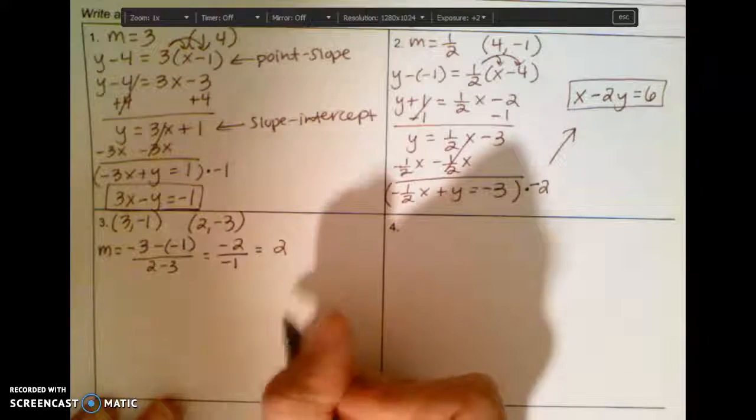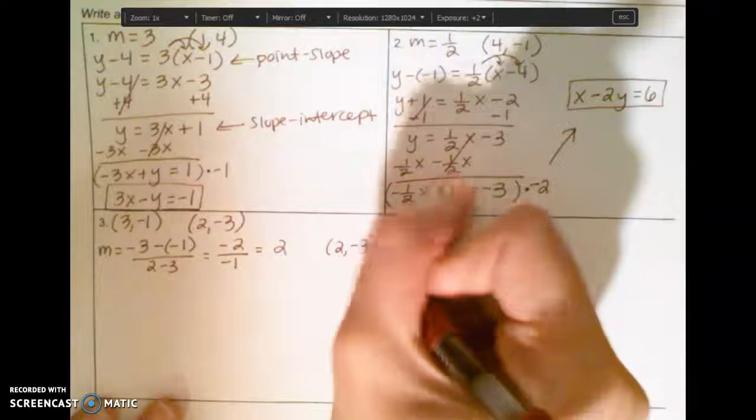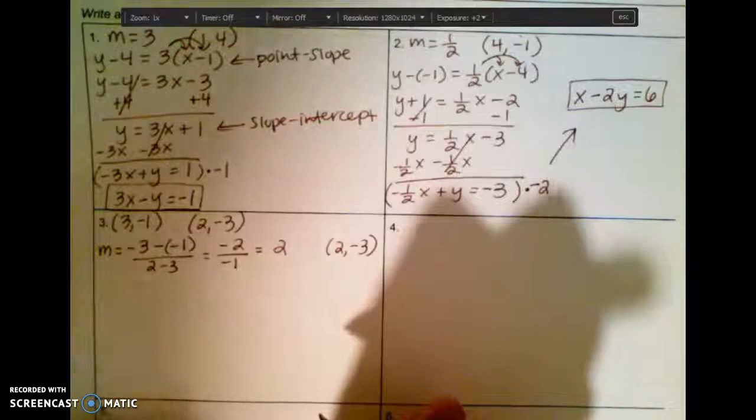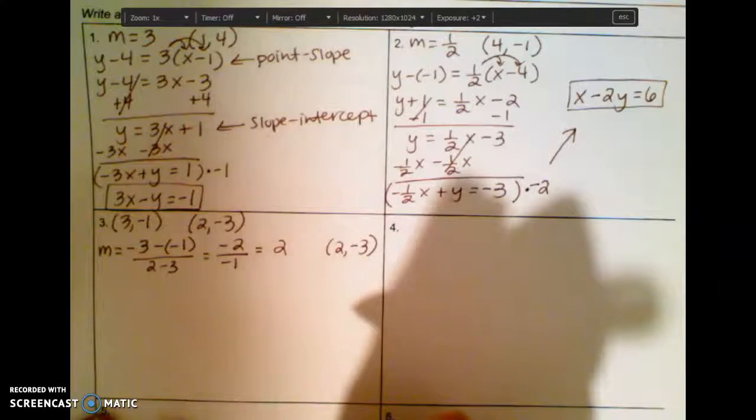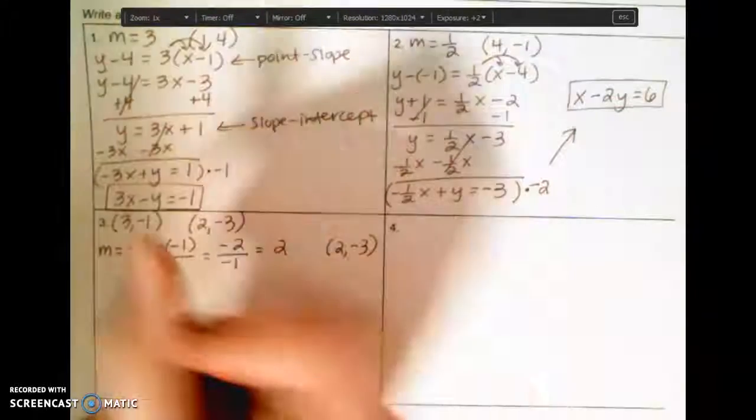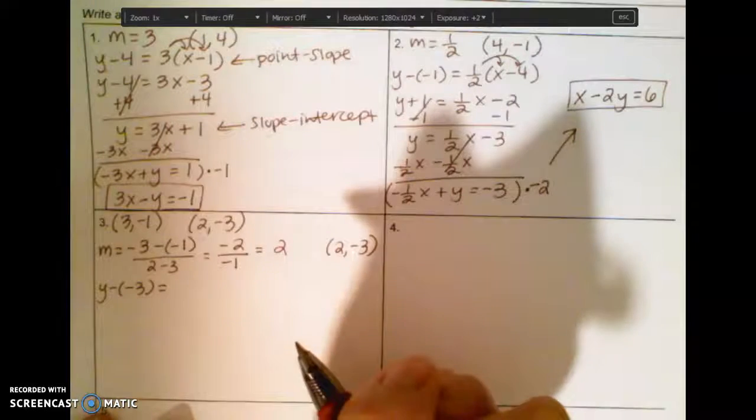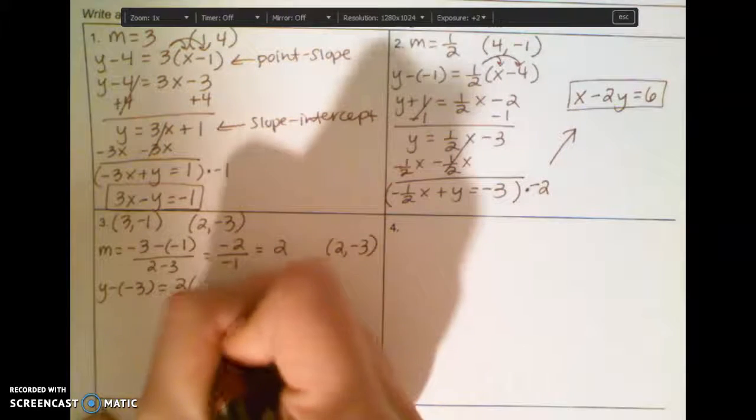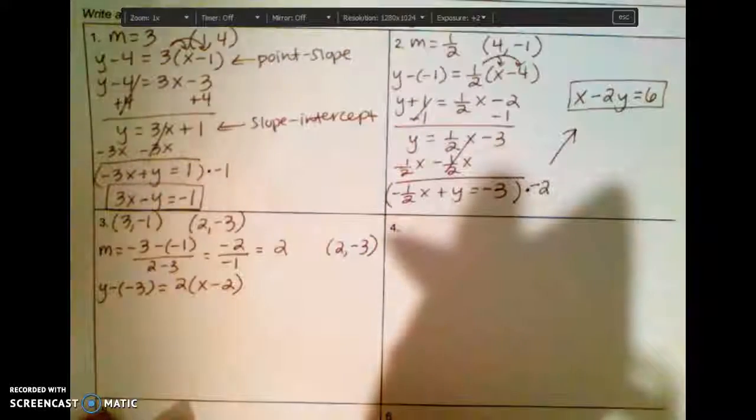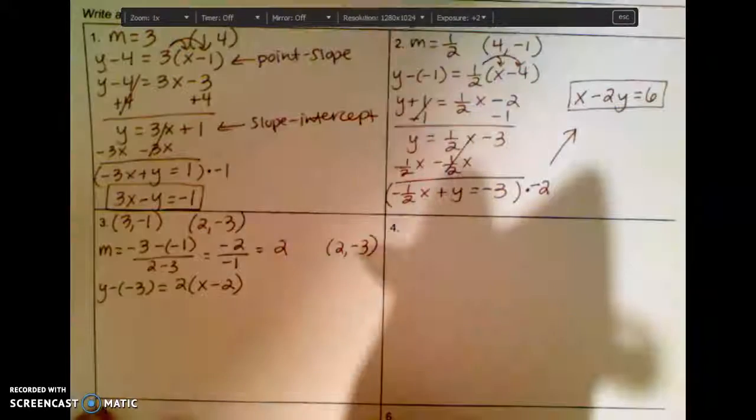Well, I found my slope. Now I need to pick a point and plug it in. So I'm going to use the point (2, negative 3). You use whichever one you want to use. And we're going to plug it into point slope form just like we did up here. So that's going to give me y minus negative 3 is equal to 2 times x minus 2. We're plugging it in. Now we need to get it to standard form.